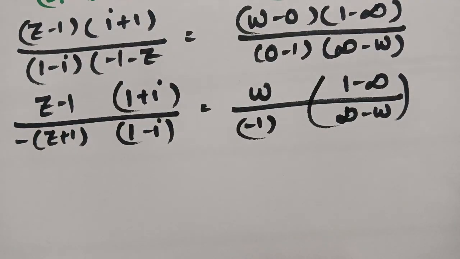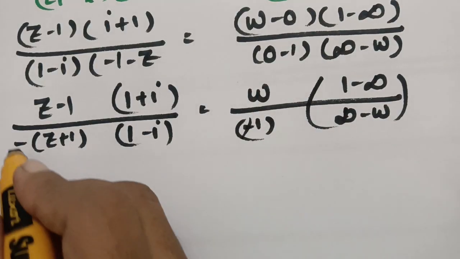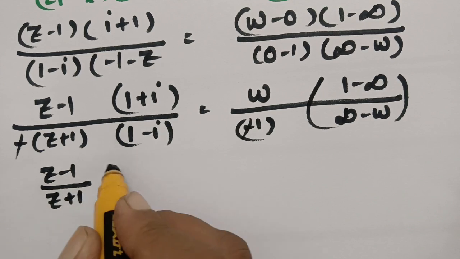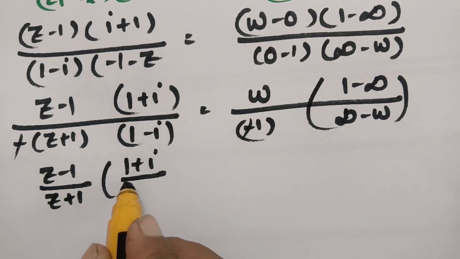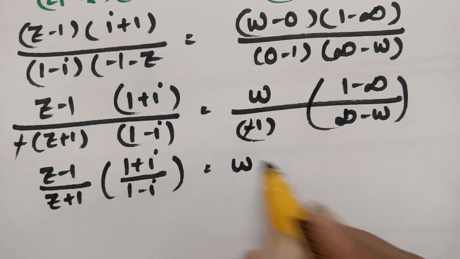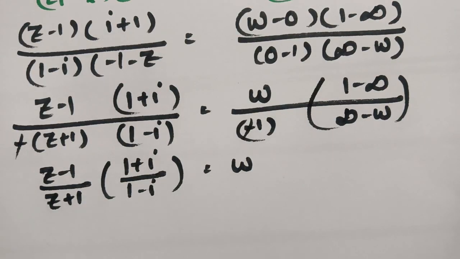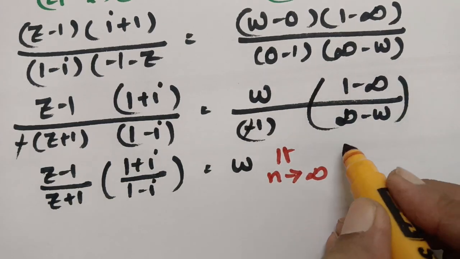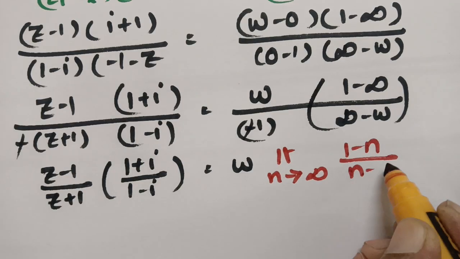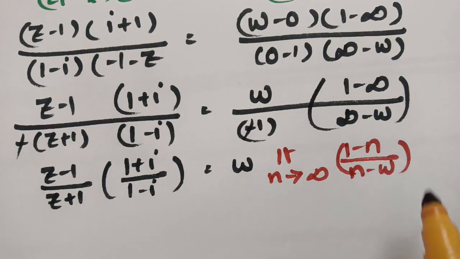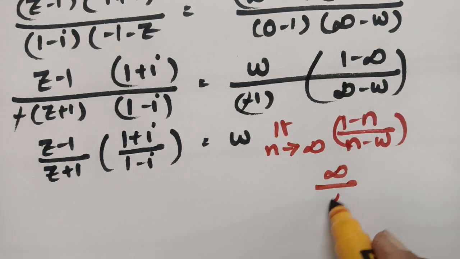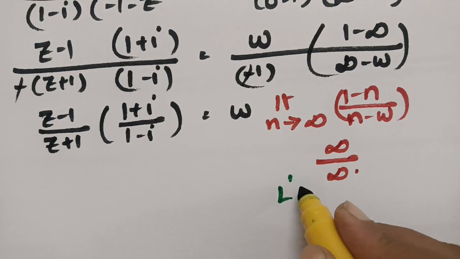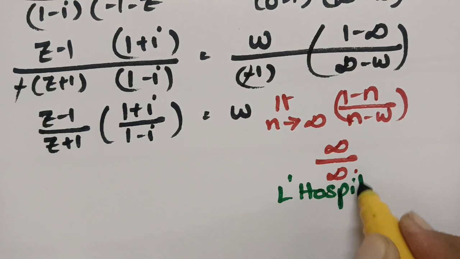See what I'll do this time. Now I am cancelling this minus on both sides, and this is Z minus 1 and Z plus 1, and here it is 1 plus i, 1 minus i. So this is W, and what we have to do is take the limit as n tends to infinity. There are only two steps here. In place of infinity I am writing n, so this is n minus W. If I substitute infinity, the numerator will be infinity and the denominator will be infinity. So we have to apply L'Hospital's rule.